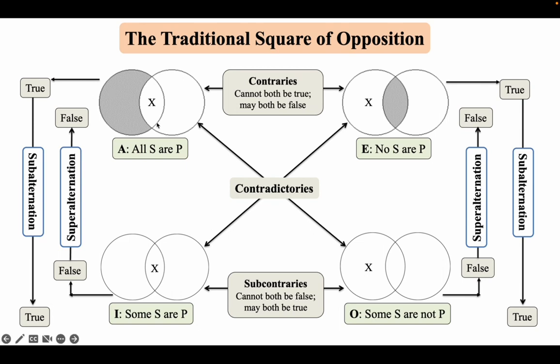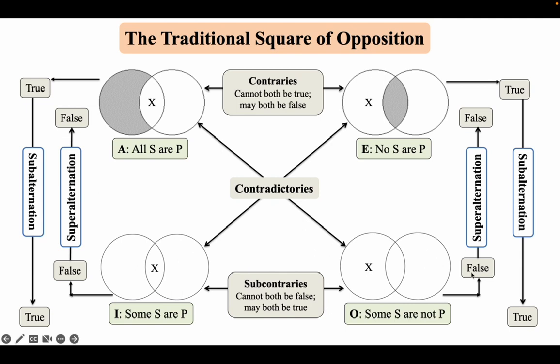So what I mean is the following. For example, if I say that all judges are lawyers, if this is true, if A is true, it must be false that no judges are lawyers. So as you can see, they cannot both be true. However, if, as we know, some judges are lawyers and some judges are not lawyers, this would make both A and E false.